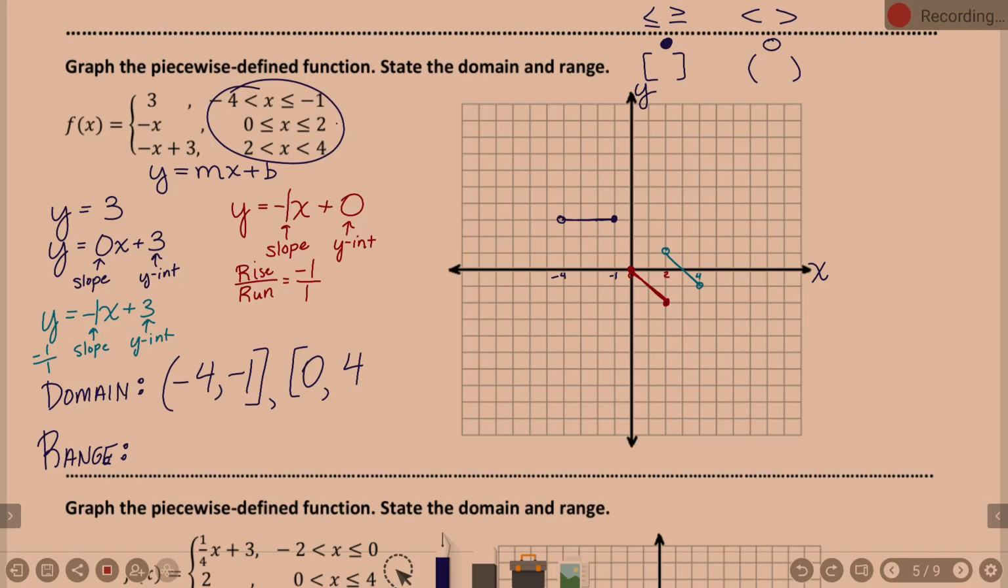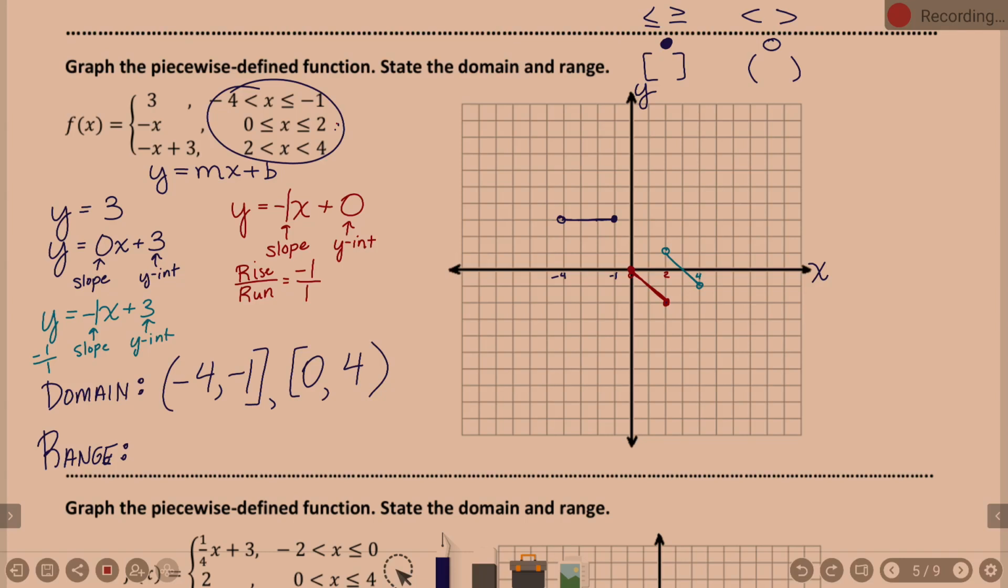Parentheses or bracket on 4? Parenthesis. It's not equal to, it's not filled in. Now, do you see how this follows this domain up here? -4 to -1. Oh, hey, that's my first piece. Then it's 0 to 2, but then immediately 2 to 4. We combine those, and thus 0 to 4. So you can get your domain from here. I'm not going to argue that. I'd like you to be able to look at the graph too, in case you have a graph and you don't have this to look at. But this will help you get your domain if you have it.